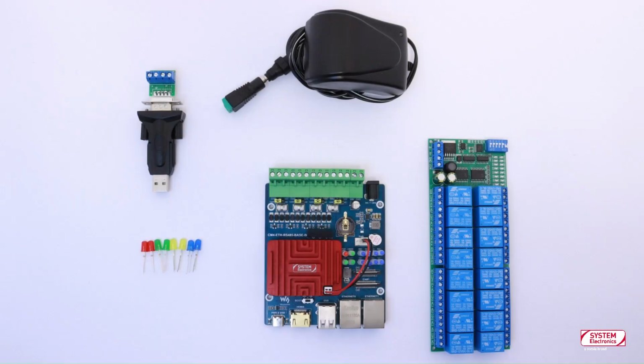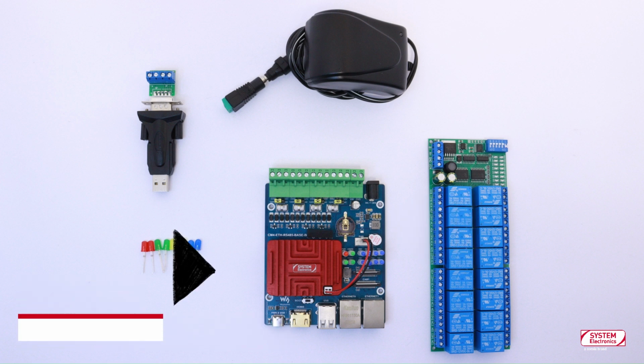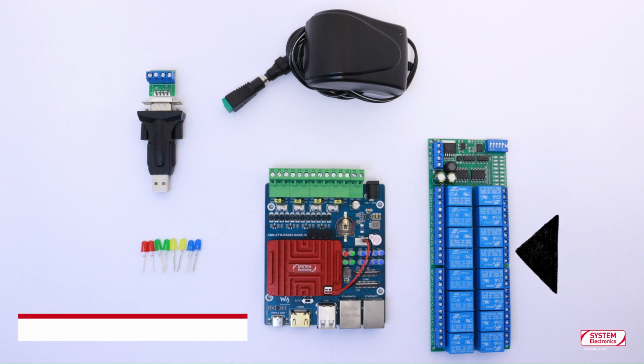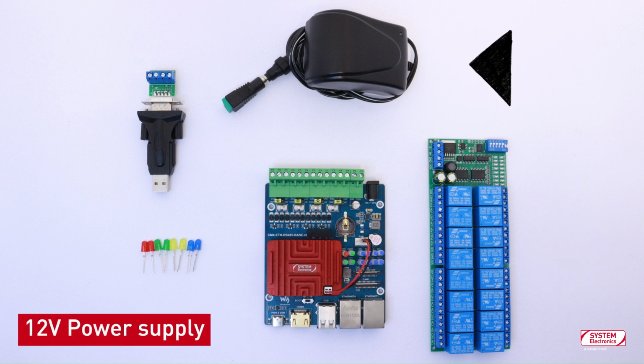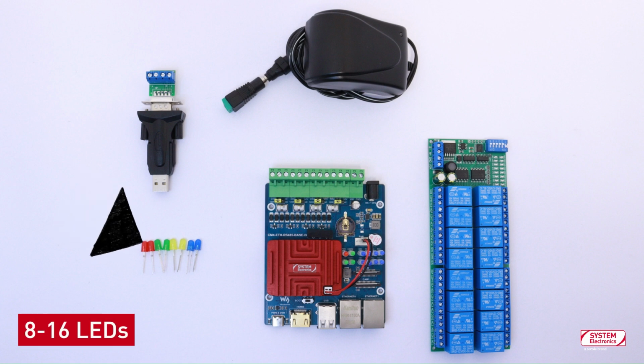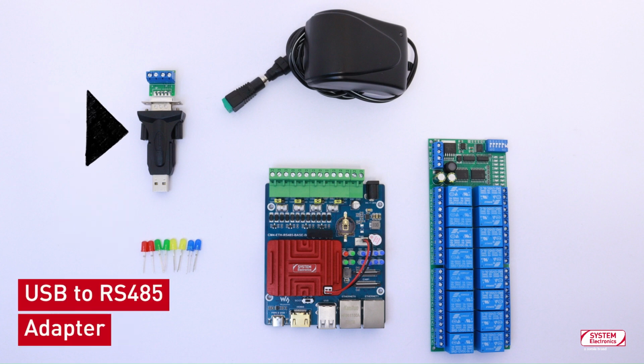Here's what you will need for this tutorial. One Waveshare CM4ETH, RS-485 Base B board. One Astrial board. One R481B16 relay board. One 12-volt power supply. 8 to 16 LEDs. And optionally a USB to RS-485 adapter.